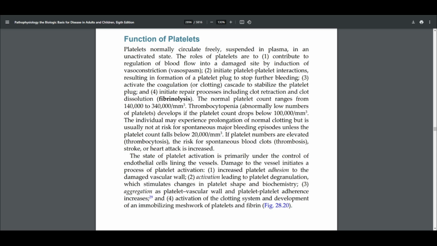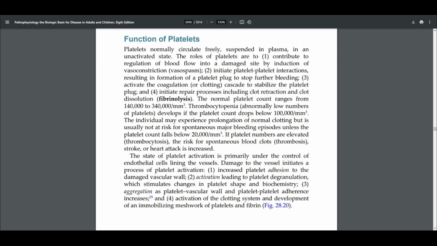Platelets normally circulate freely, suspended in plasma, in an unactivated state. The roles of platelets are to contribute to regulation of blood flow into the damaged site by induction of vasoconstriction. They also initiate platelet-to-platelet interactions, resulting in formation of the platelet plug to stop further bleeding. And they activate the coagulation cascade to stabilize the platelet plug and initiate repair processes, including clot retraction and clot dissolution.